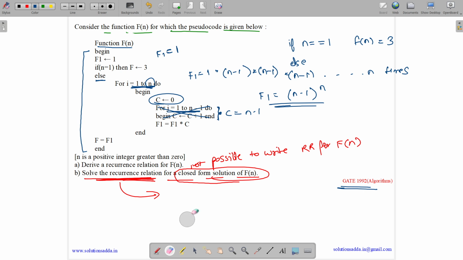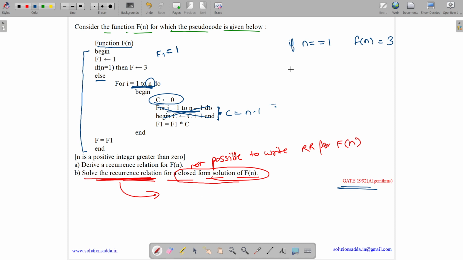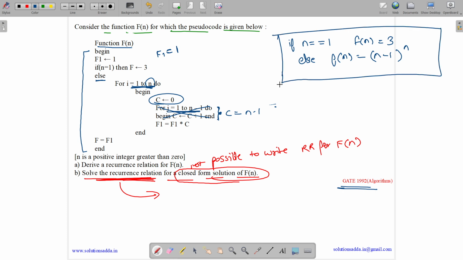So the answer to this is n minus 1 to the power n. Else fn equals to n minus 1 to the power n. So this is our closed form solution to this, what this code is computing. So we can't write a recurrence relation, but we can get a solution of what fn is representing. So fn is representing a value 3 for n equals to 1, and else it is computing n minus 1 to the power n.